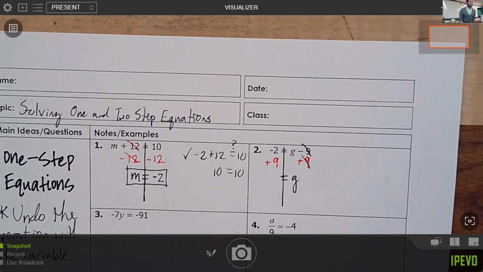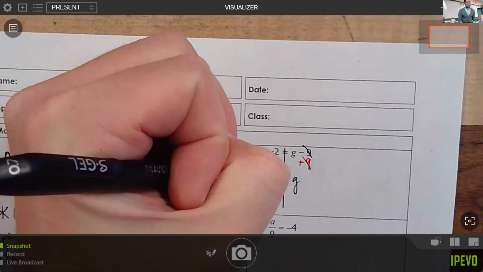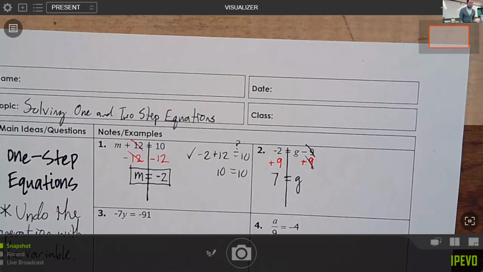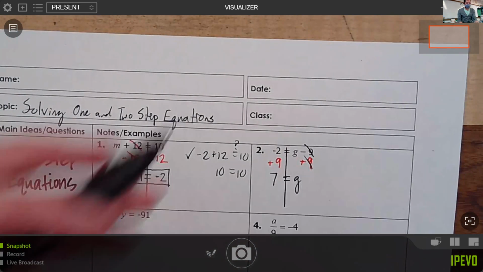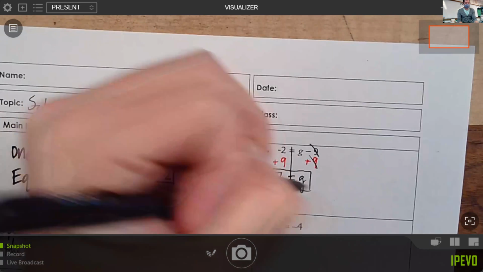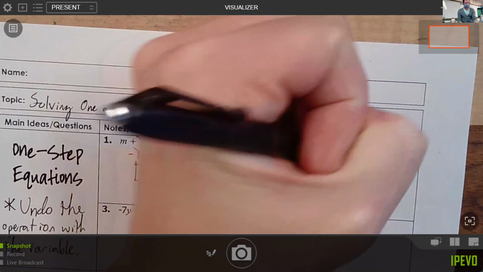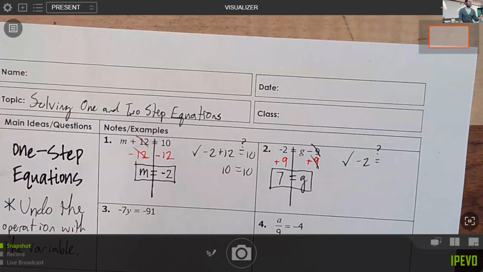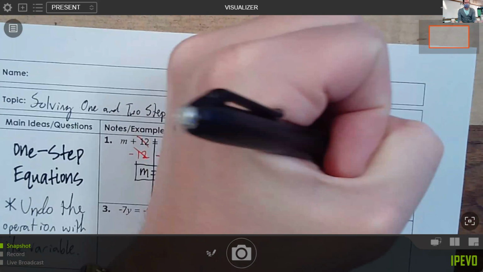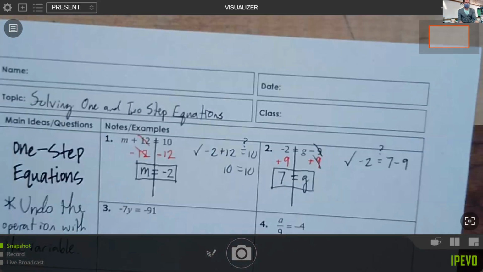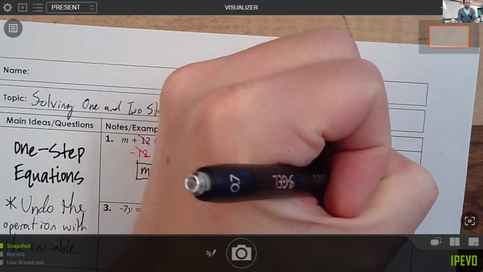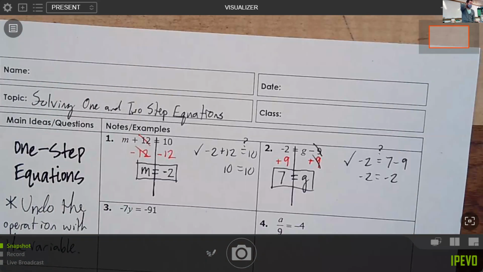And then what does negative 2 plus 9 equal? Positive 7. Good. So g is equal to 7. That's what we're saying. If we do a quick check on this, we would say negative 2. I put the question mark above the equal sign because we're asking this question, is negative 2 equal to 7 minus 9? And yeah, it is, because 7 minus 9 gets us to negatives, and so it checks out. We're good to go.